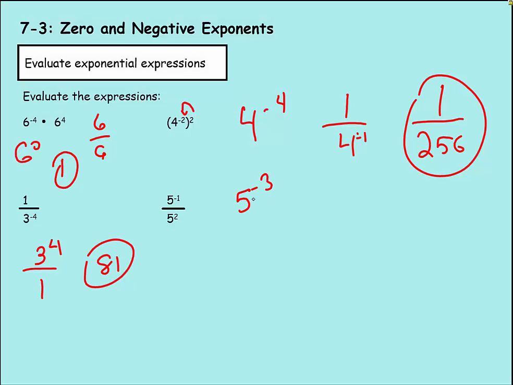So now we can write the reciprocal with a positive exponent. So we'd have 1 over 5 to the 3rd. 5 to the 3rd is 125. So 1 over 125 would be our answer.